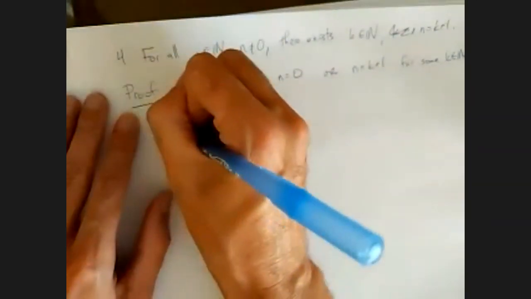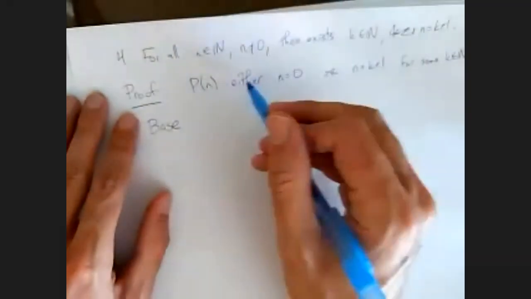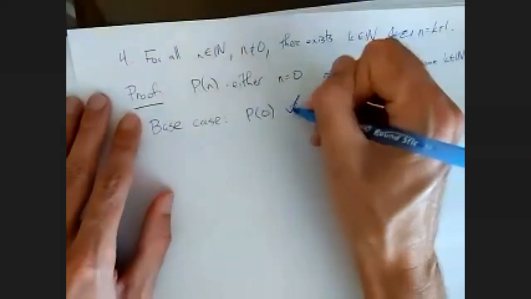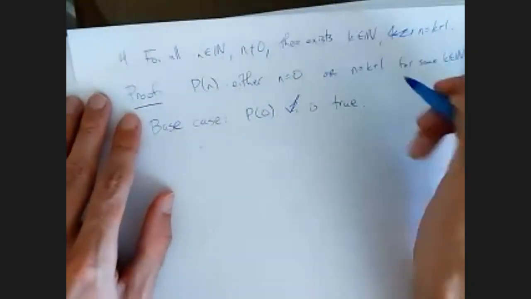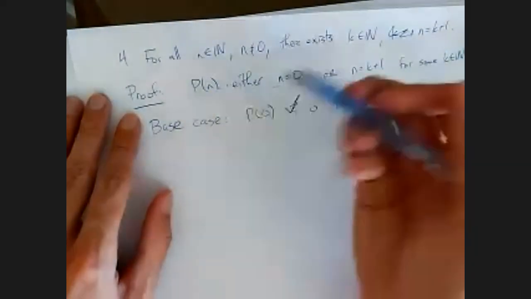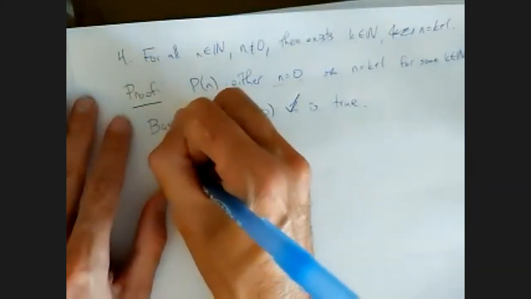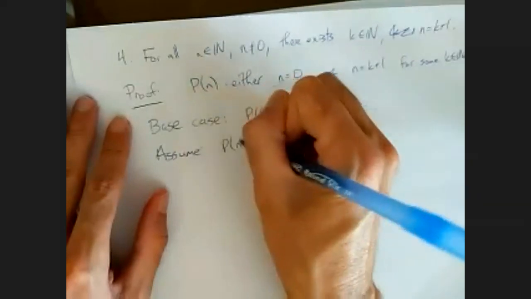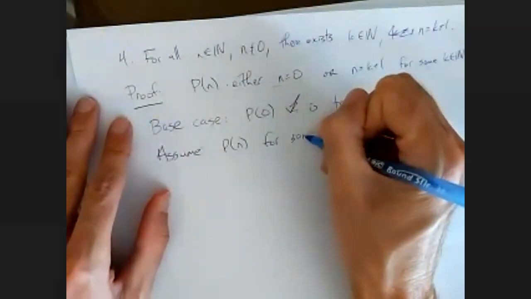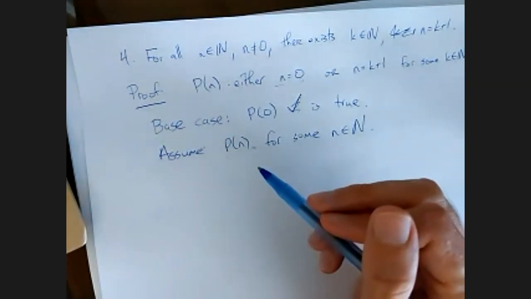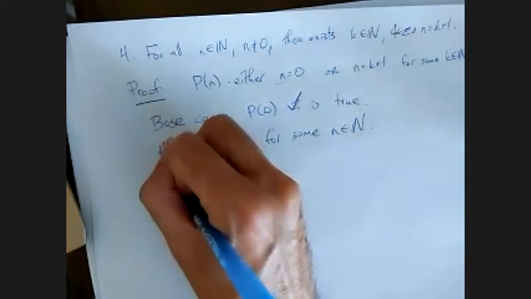Okay, our base case is that if n equals 0, it's trivial, right? That's one of the P of n. The base case, P of 0, is true, because n equals 0 is one of the defining things for P of n. Okay, now assume P of n for some natural number. And then to prove P of n plus 1, we don't actually even use the assumption of P of n, but that's okay. It's the induction step.